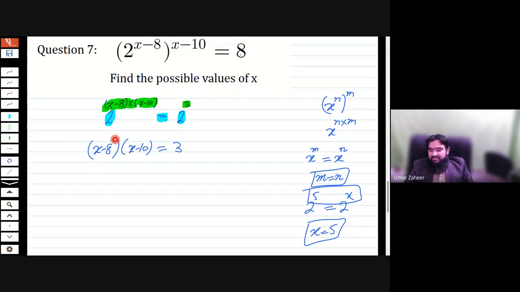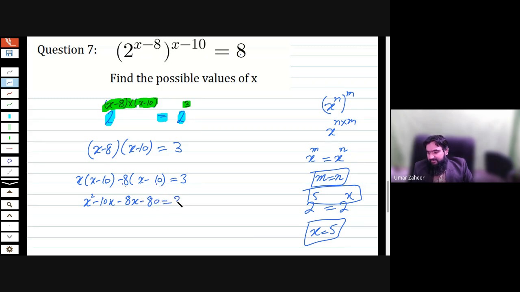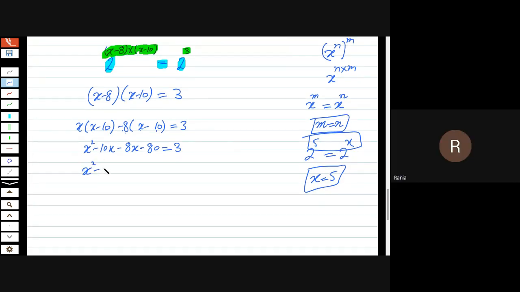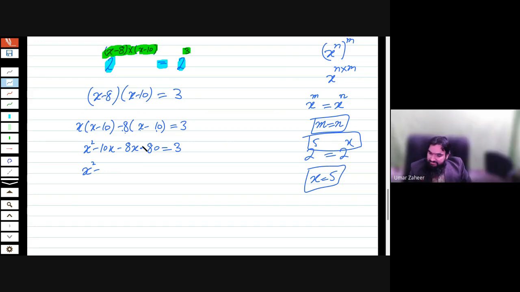But I think you are saying that we have to multiply or simplify this expression. So we have to take the first term and multiply with the next whole term. Just expand it. x minus 8 multiplied by x minus 10 is equal to 3. x multiplied by x will be x squared. x multiplied by minus 10 will be minus 10x. Minus 8 multiplied by x will be minus 8x. Minus 8 multiplied by minus 10 is going to be plus 80 is equal to 3. Take the 3 to the other side.